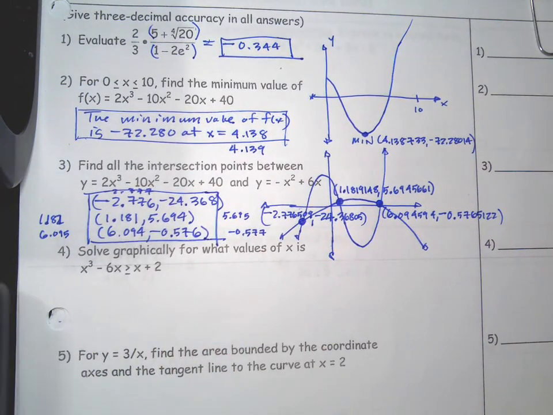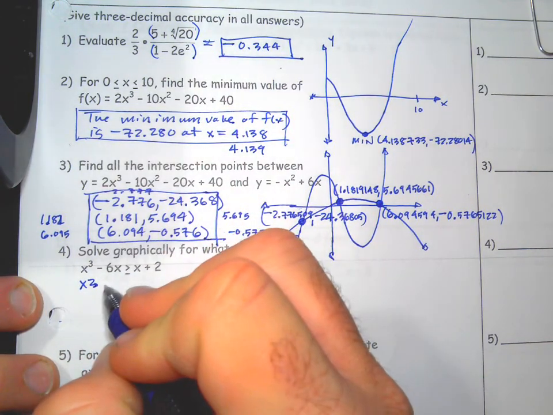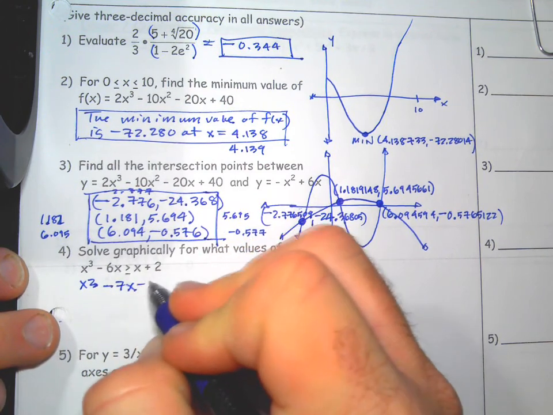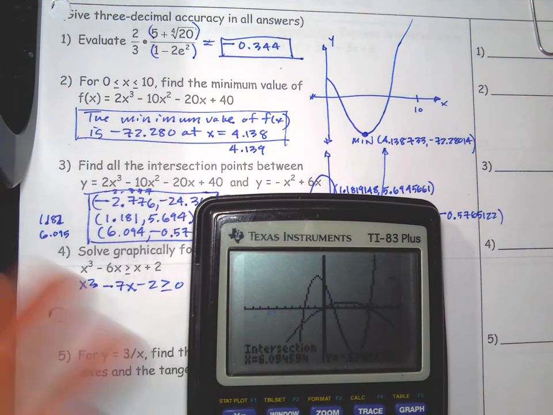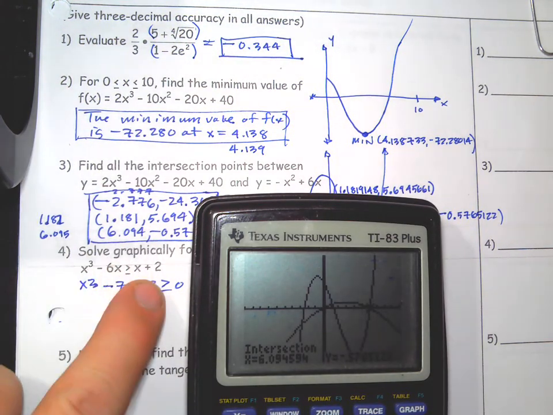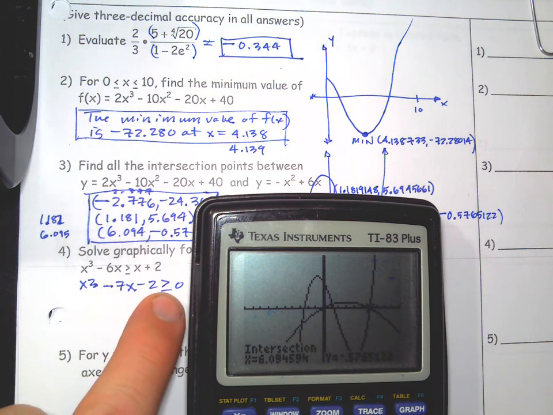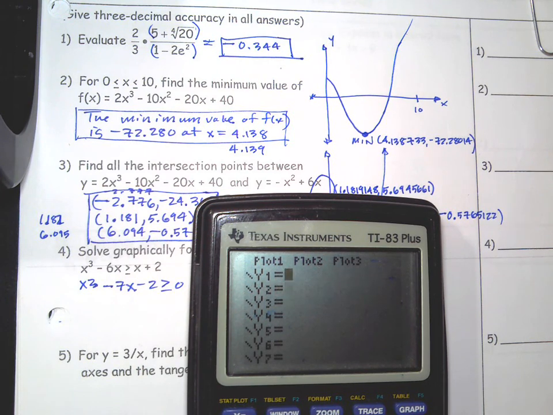Okay, solve graphically. Now you could graph two graphs, which I would not recommend. I'd move everything to one side. I think it's a lot easier and hard to mess up. So I just graph the cubic. You could do the two separate ones, but then you have to figure out where the cubic is above the line. If you just do the cubic, you're asking where the cubic is above the x-axis, which is a lot easier to identify. But that's up to you.